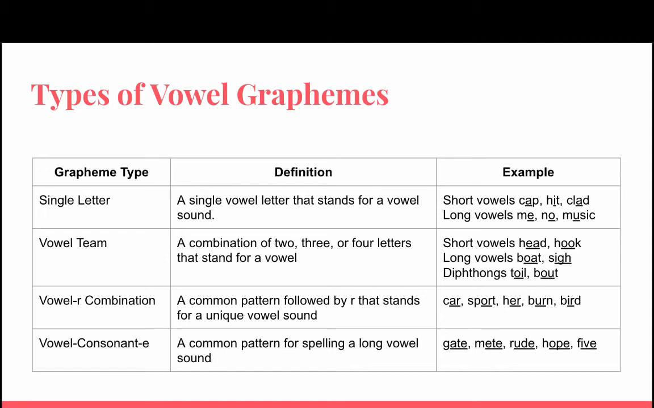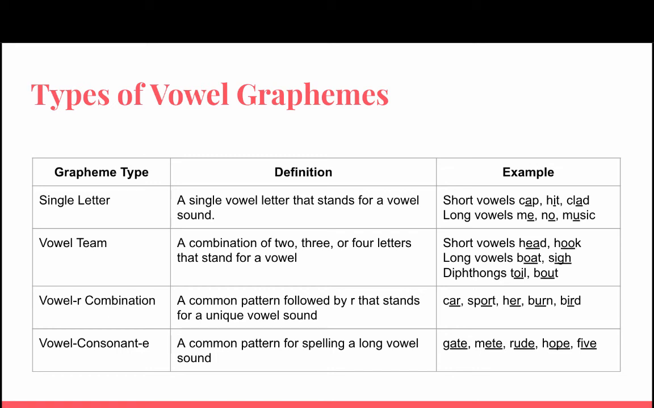In our vowel R combinations, that's a common pattern, a vowel followed by R stands for a unique vowel sound. So we have car, sport, her, burn, and bird. So the AR says the R sound in car. So we do not hear the sound of A because it's controlled by the R. We can think of this as a bossy R.